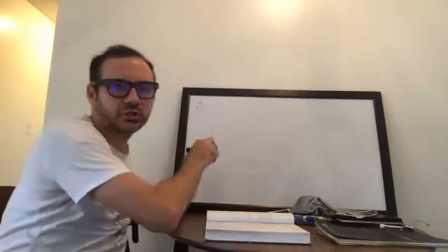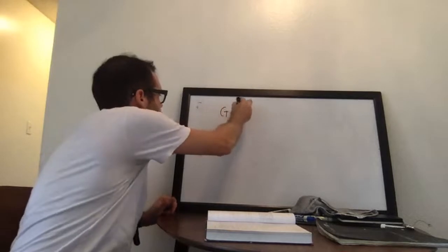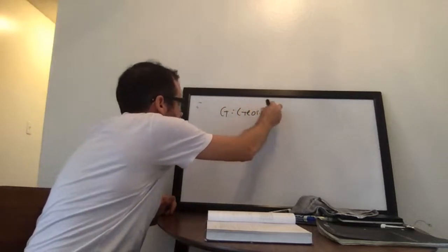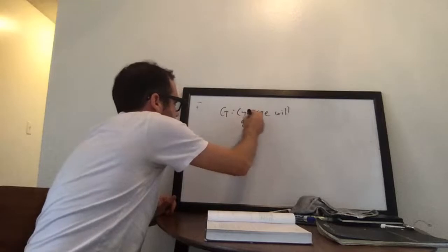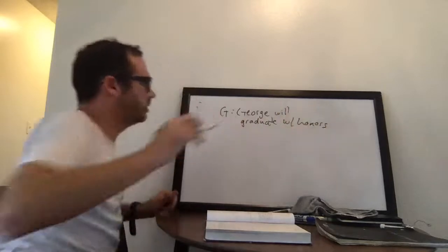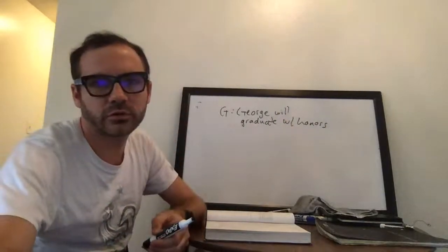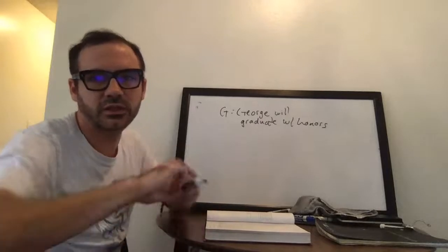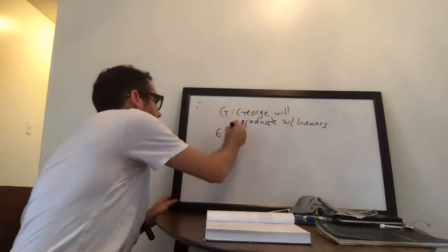possible sentence letters designated. So go ahead and tell me some sentence letters in this chat, or however you prefer. You can use the mic. I'm sure that it won't create too much disturbance when I'm not talking too much. Okay, so G for George will graduate with honors. Okay, so that's the letter G, but we need more, because as you see, there's other names. E, Emily will graduate with honors.